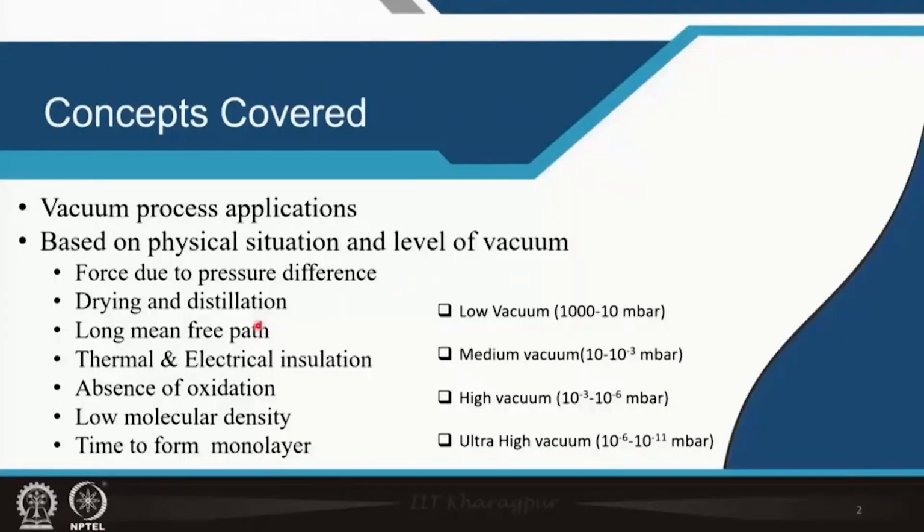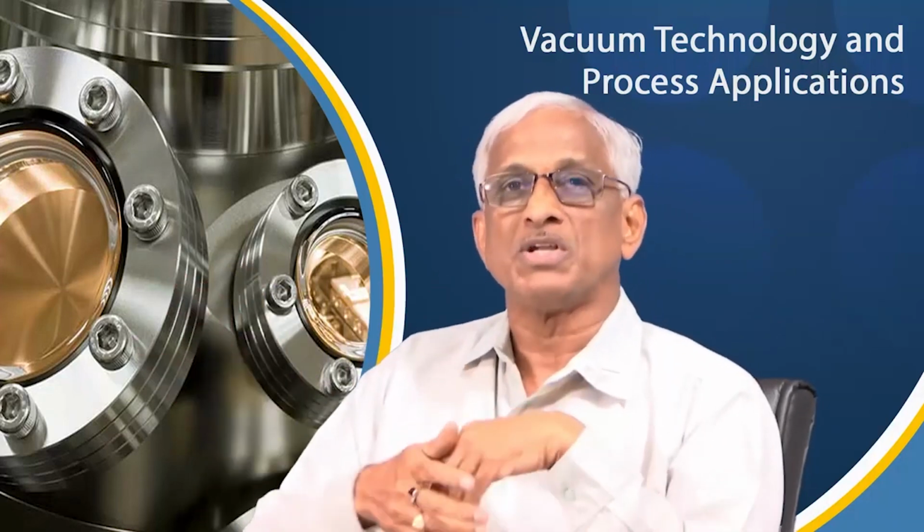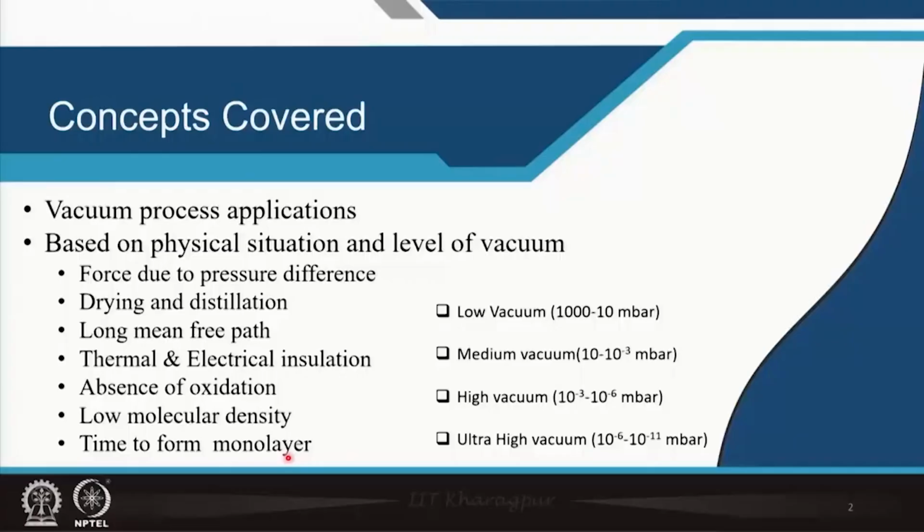So, we will not have IC chips, we will not have cell phones, we will not have laptops, we will not have space technology, we will not have nuclear technology, nuclear fusion, metallurgical things, coatings, nothing will be there unless you get an oxidation free atmosphere, low molecular density, and a very long time to form a monolayer. That is the last concept here, so that it will give us enough time to do the experiments before a monolayer impurity layer is formed, and a long mean free path can be exploited for properly controlled deposition of thin film coatings in units like molecular beam epitaxy for various high tech applications.